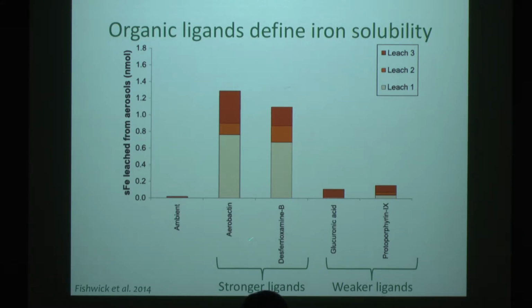So the addition of these stronger ligands, which we commonly refer to as L1 type ligands, L1 number 1, I'm strongest, type ligands, really defined how much iron was solubilized from these aerosols. So L1 strong iron-binding ligands are defining how much iron is solubilized from these particles.